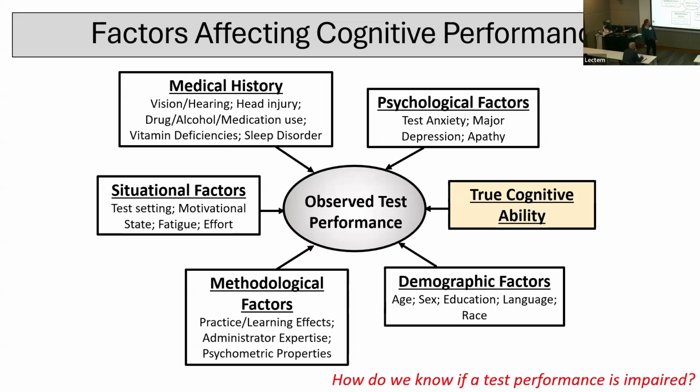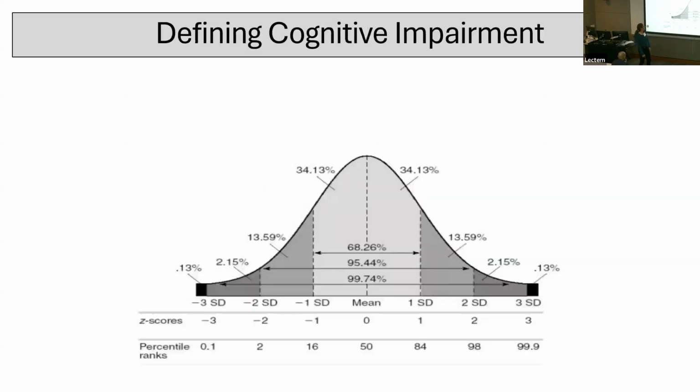And so based on all of these things, how do we know if the performance is truly impaired? And that's always the question. When we're diagnosing dementia, we really care about the impaired. And so the way that we try to address this is that we norm these tests.